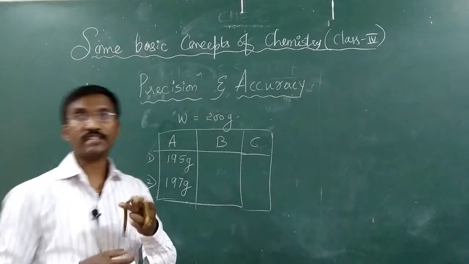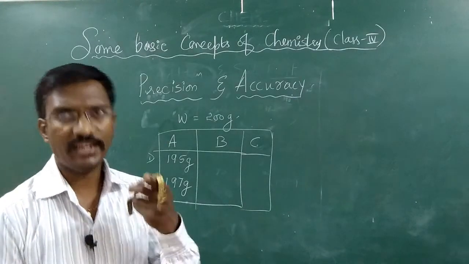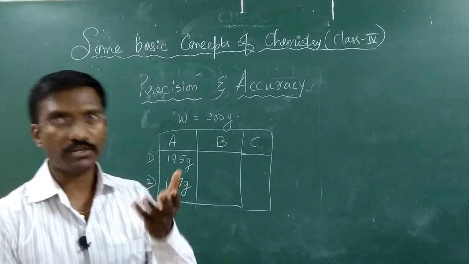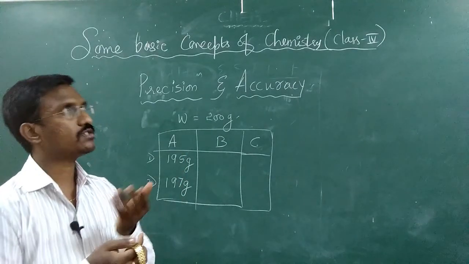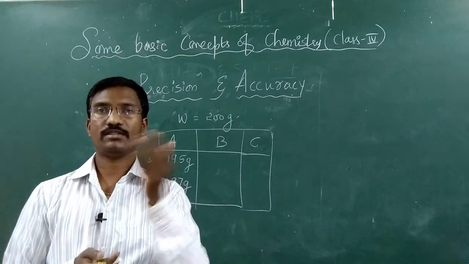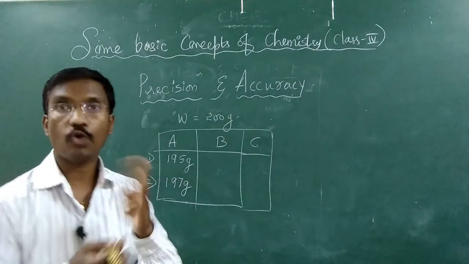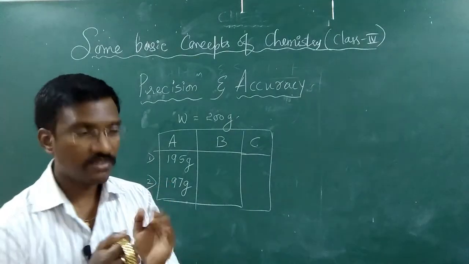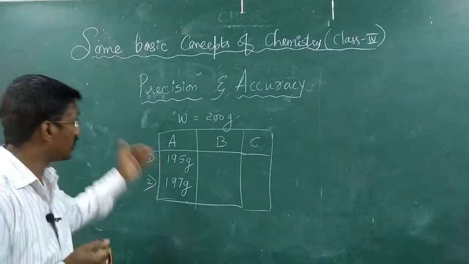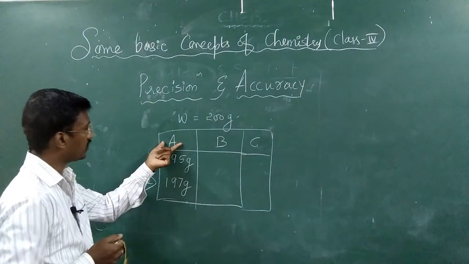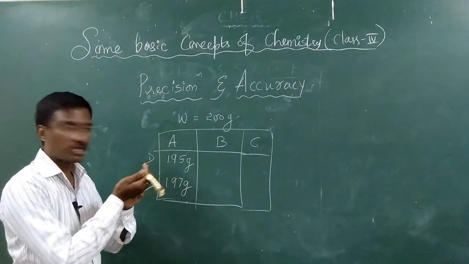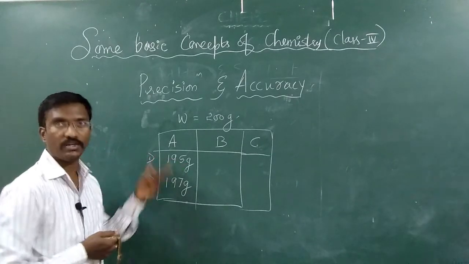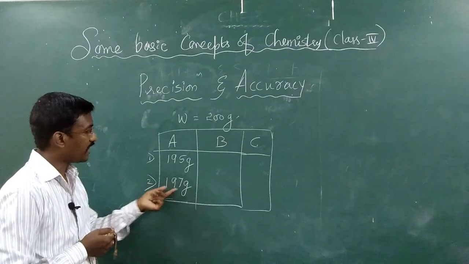Whenever somebody is asked to calculate the weight, or any measurement, we do not measure only once; we measure 2 or 3 times and take the mean. If we take 3 readings, we add the 3 and divide by 3. So we take the mean of the measured values. Similarly here, the person A measured this watch 2 times. Initially he gets the value 195 gram, and the second time he gets 197 gram.